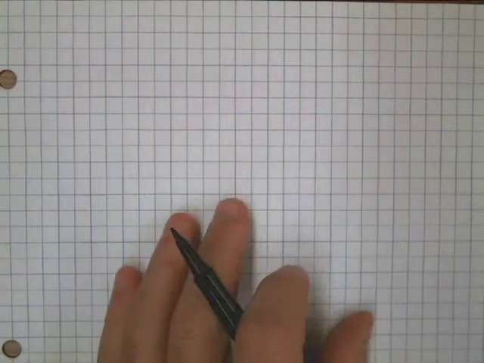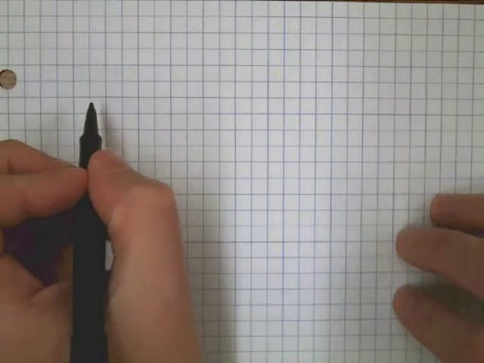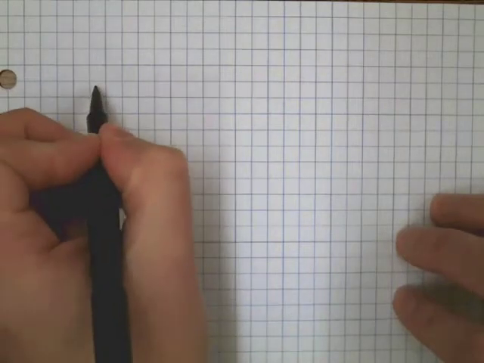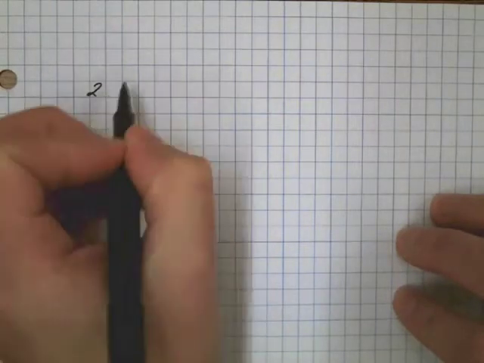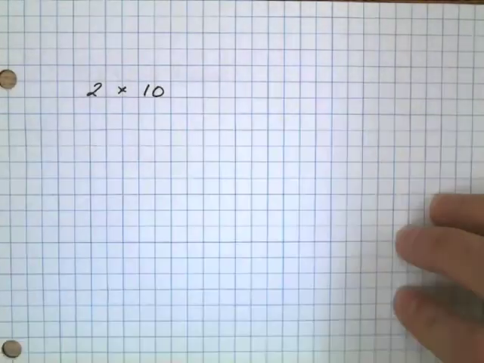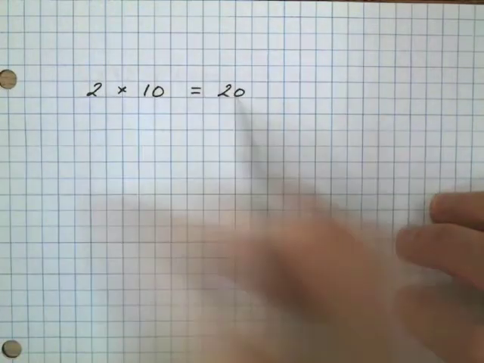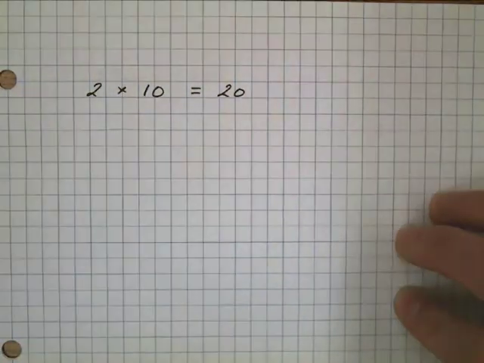Lesson 3-4, Example 1. Our objective is learning to write large numbers in scientific notation. We're going to start looking at multiplying by powers of 10. So let's say I have 2, and I'm multiplying that by a power of 10, just 10. Well, I know that 2 times 10 is 20. But I could look at that a little bit differently.